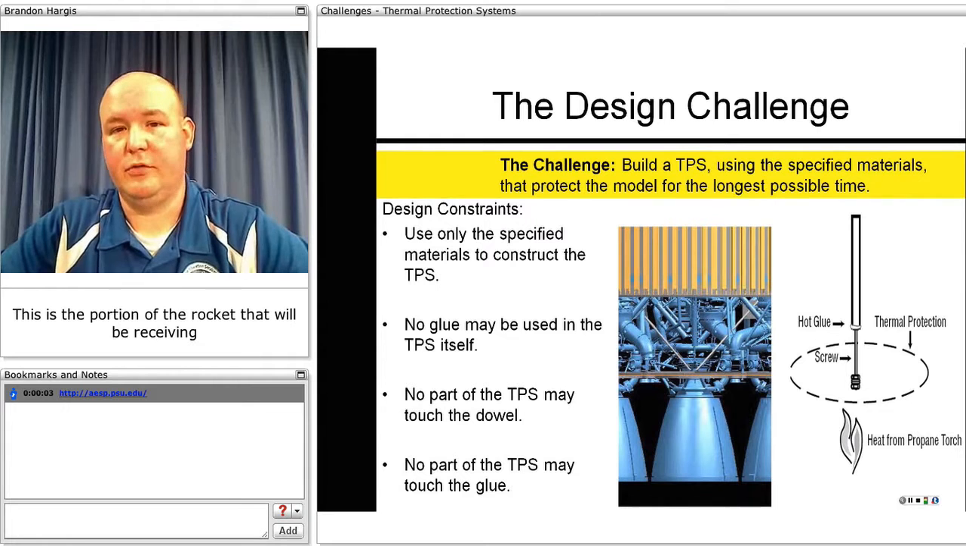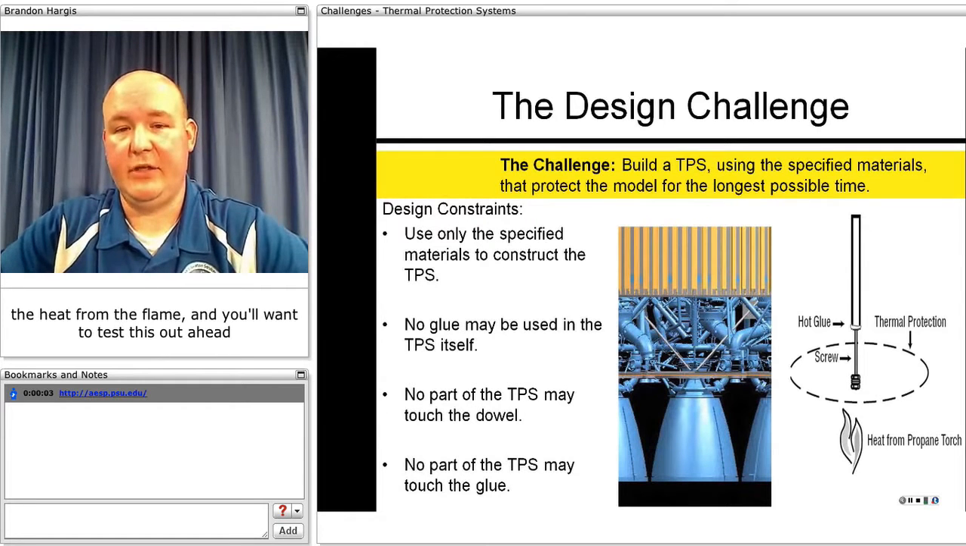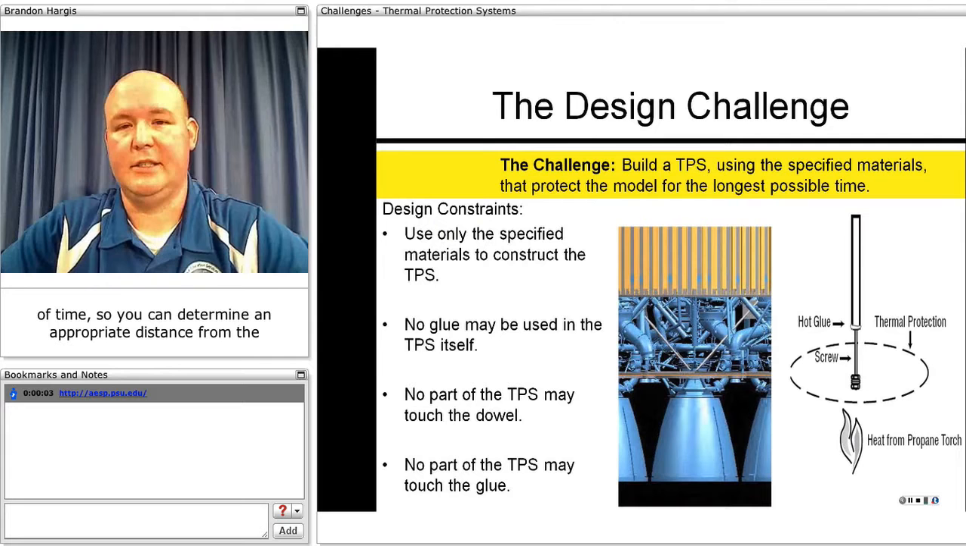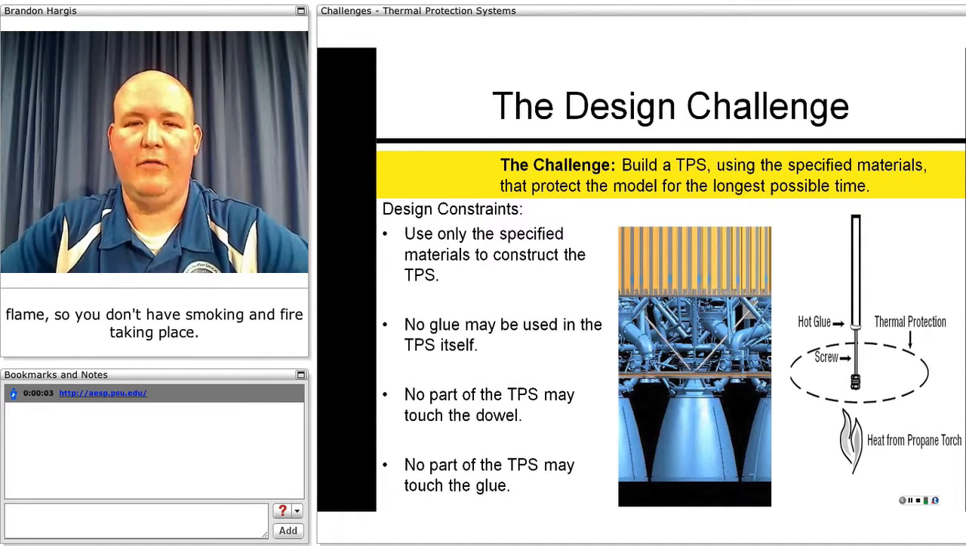This is the portion of the rocket that will be receiving the heat from the flame, and you'll want to test this out ahead of time so that you can determine an appropriate distance from the flame so that you don't have smoking and fire taking place.